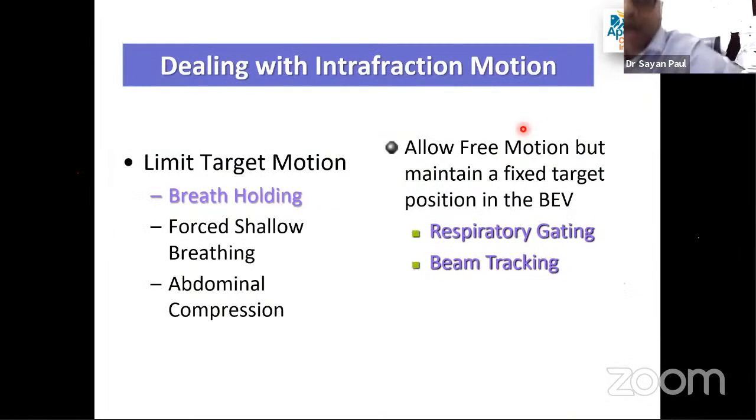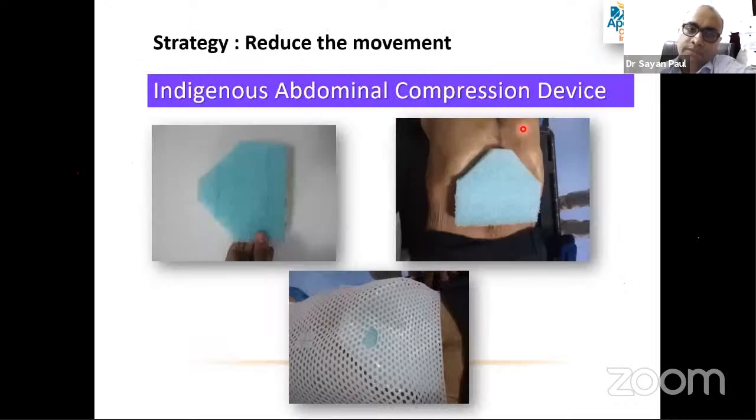So how can we limit the target motion? First one is breath hold, forced shallow breathing, or an abdominal compression device. You use some device which dampens the movement, which reduces the movement. And you can allow free motion, but maintain a fixed target position in the beam's eye view. That is respiratory gating or beam tracking.